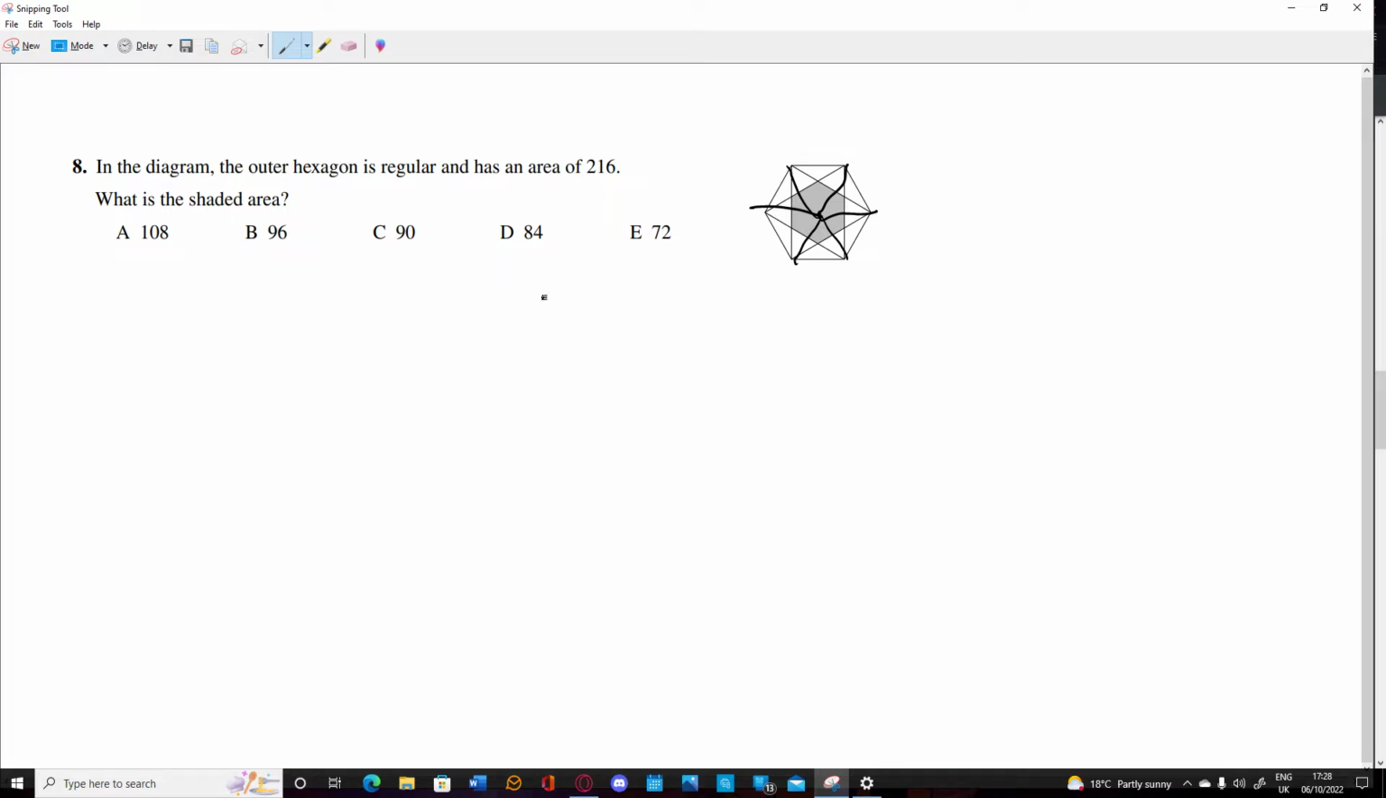So let's call the area of one triangle T. So we know that 6T is equal to 216, which implies that the area T is equal to 216 divided by 6, which is 36.